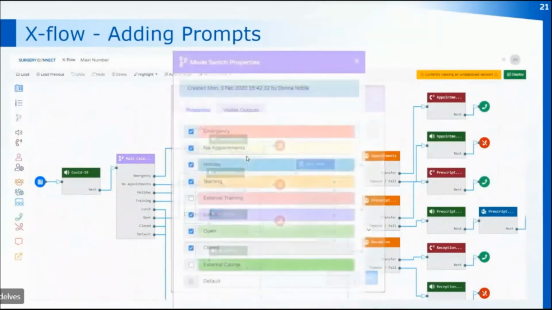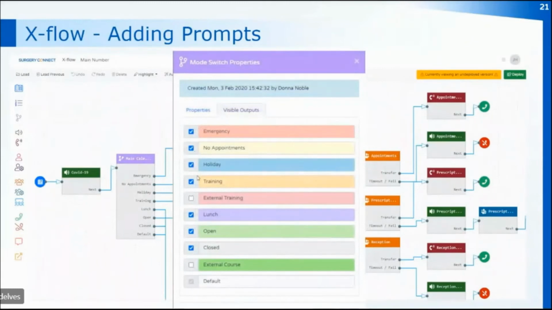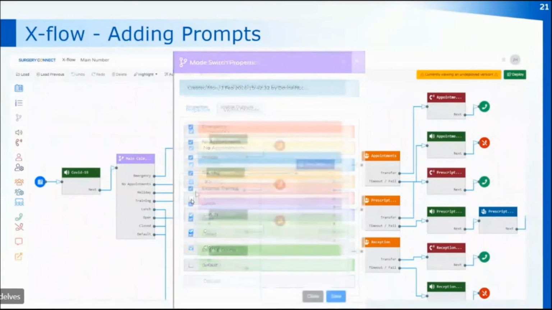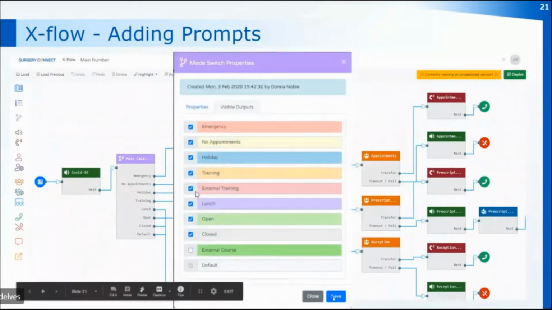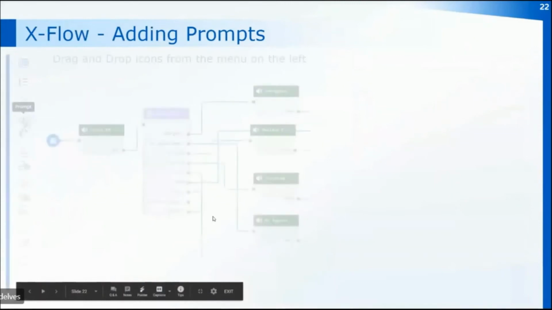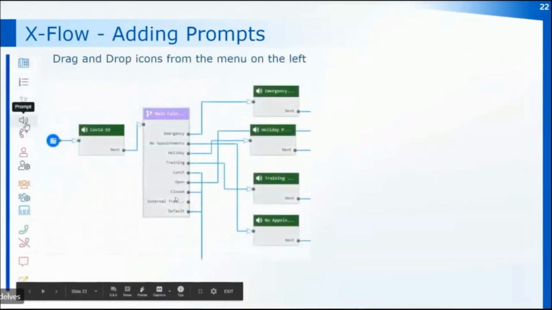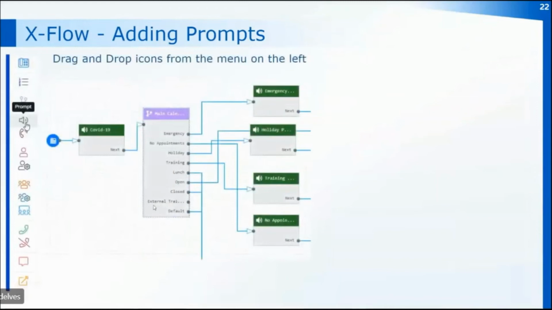When you go into the visible outputs, it will have a tick in each one that we already have selected, and you can see my new external training here doesn't have an output. So all I need to do is pop a tick in the box and then click on save, and that will then give me my new external training as an output for this main calendar. I can now create a prompt that will tell the patient different information when we have this external training as an event on my calendar.